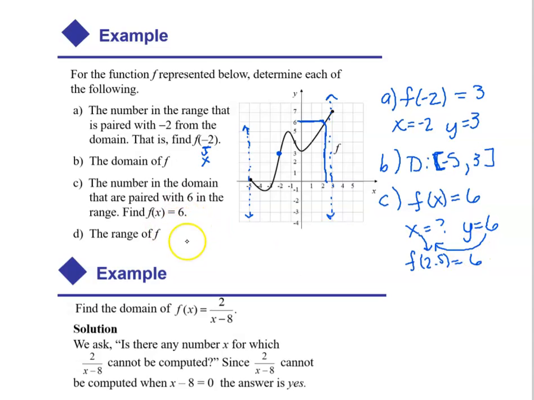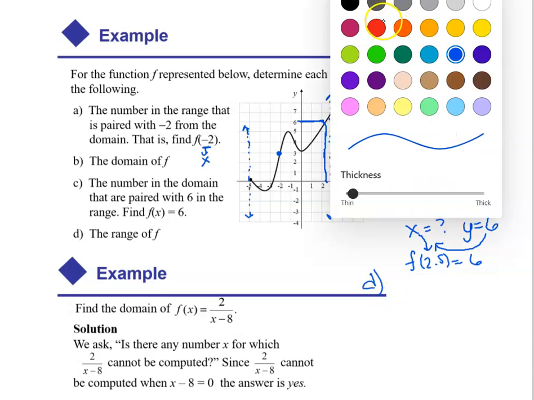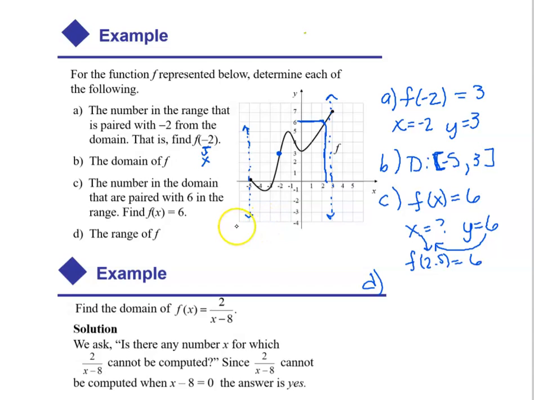Okay, and then part D says find the range. Well, the range is not talking about what x is, it's talking about what y is. You always want to start at the bottom of your graph when you're looking for this. Start at the bottom of your graph and go up. Well, there's nothing happening. My graph is this little snake line right here. In fact, if I go from the bottom up, the first time that anything happens on my graph is right here. What is y right there?